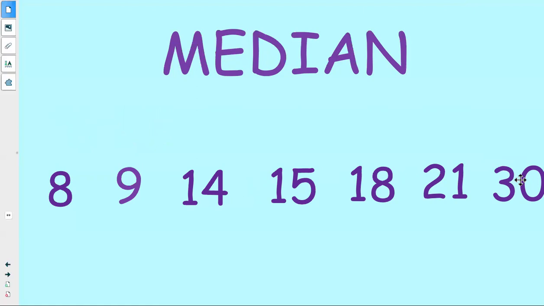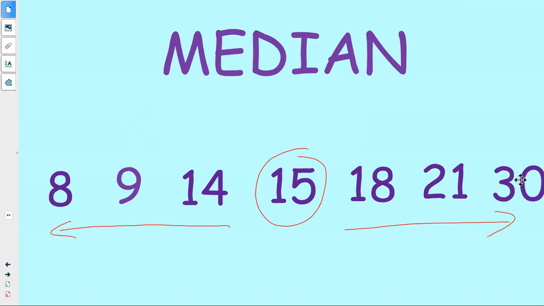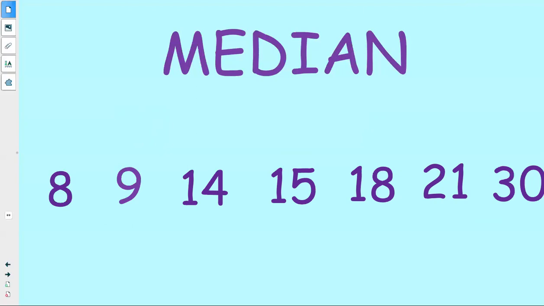There is 1, 2, 3, 4, 5, 6, 7 members or 7 values in this data set. So you should know that you're only going to be circling one number. And the number you should be able to see just by inspection is the number 15. 3 values or members on that side, 3 values or members on the other side. And that's it done. So the median of this one is 15. Next question. Just be ready to pause again if you want to try it yourself.